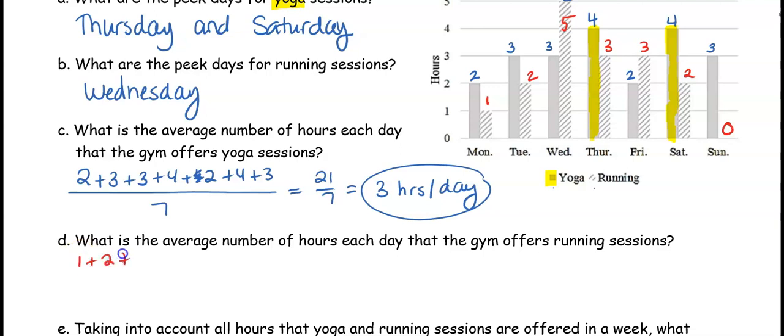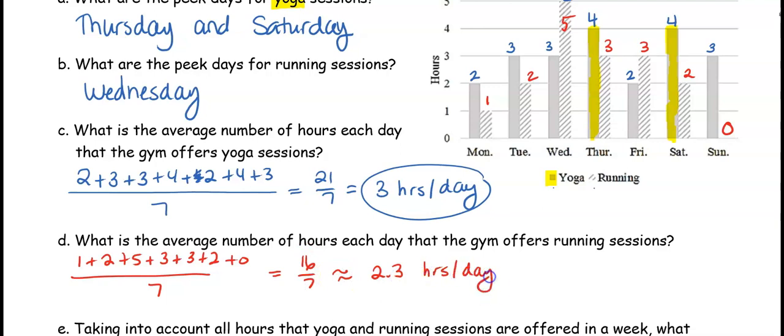1 plus 2 plus 5 plus 3 plus 3 plus 2. You could add plus 0 and then divide by 7 if that makes you feel better. When we divide there, we get about 2.3 hours a day.